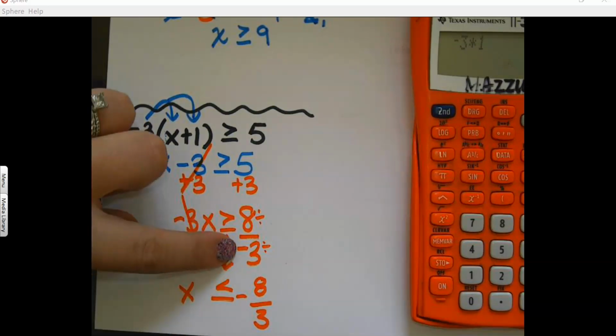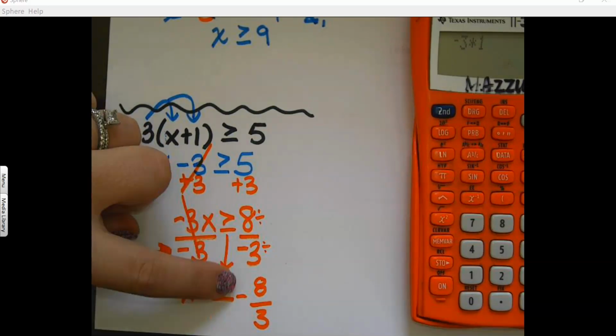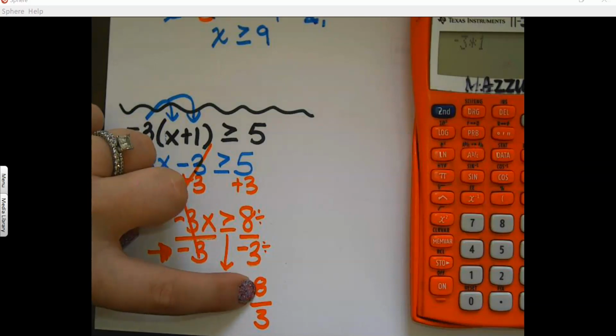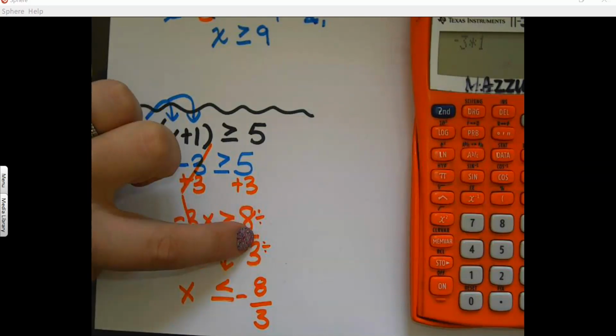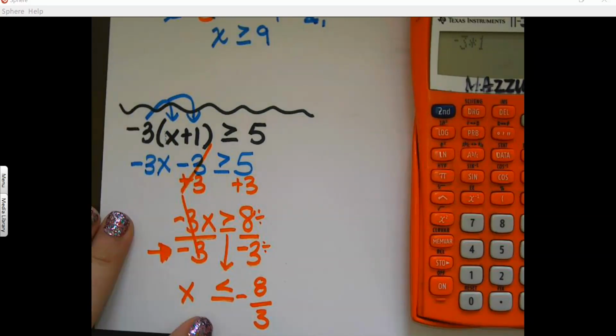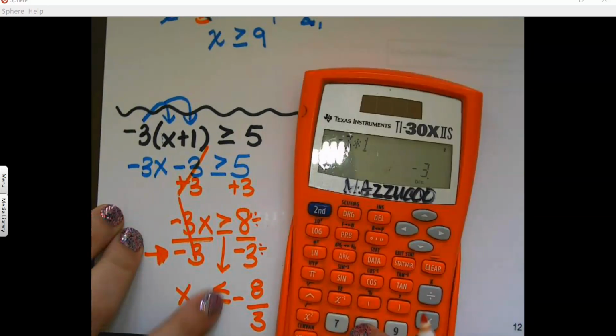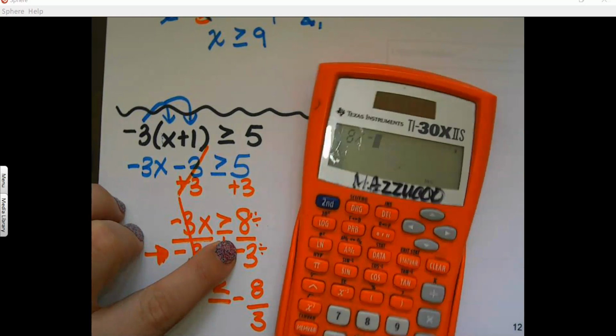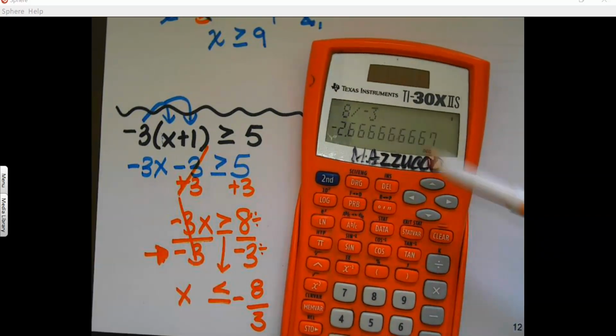So we don't leave the negative ever in the denominator. We either put it out in the front or with the top number, because a positive divided by a negative is just a negative. That makes the whole number negative. Now, if you do it with your calculator and you do 8 divided by negative 3, it gives you the decimal. Since the decimal goes on and on and on, we can't leave it in a decimal form.